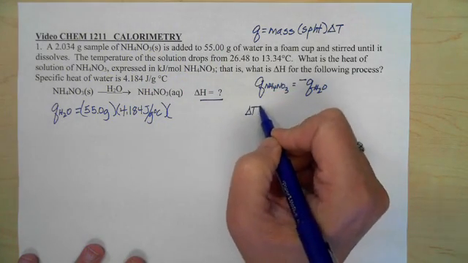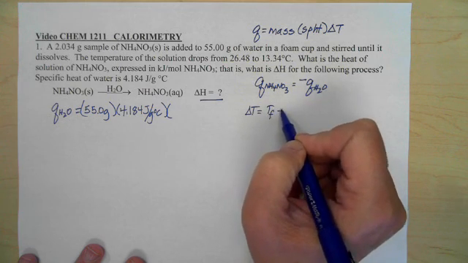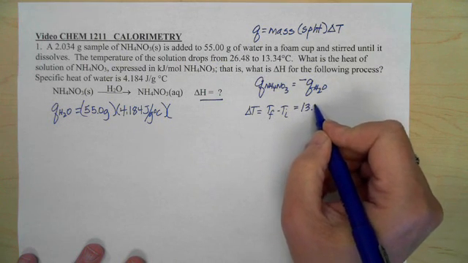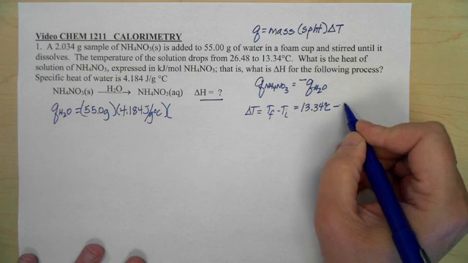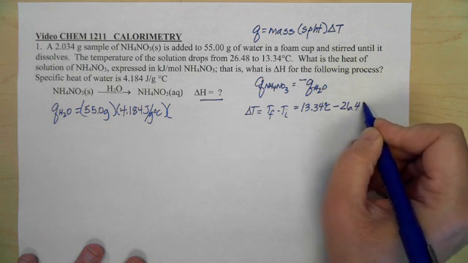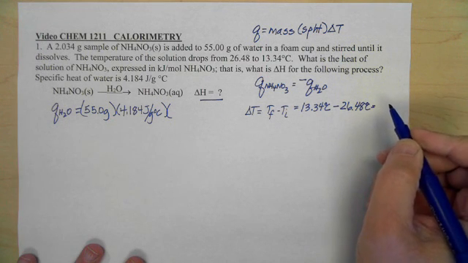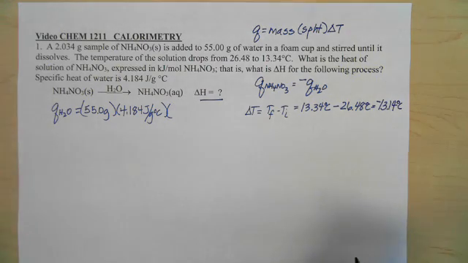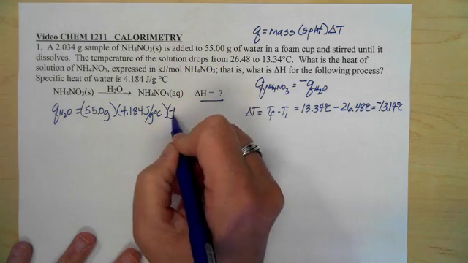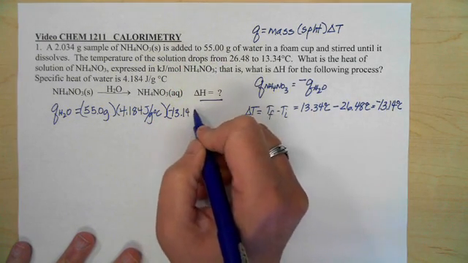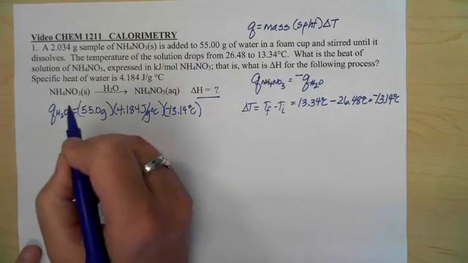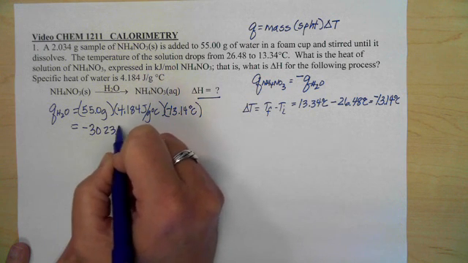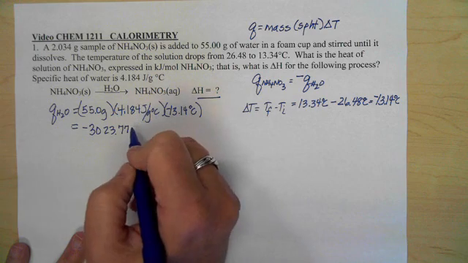delta T. Well, delta T, remember, is T final minus T initial, which in this case, our final is 13.34 degrees C, minus our initial, which is 26.48 degrees C. So our change in temperature here is minus 13.14 degrees C. So what we're going to do is come back in and put that number in. Now, don't change signs. Use the signs you need to use. So we'll simply run the math and we get minus 3023.7768 joules.